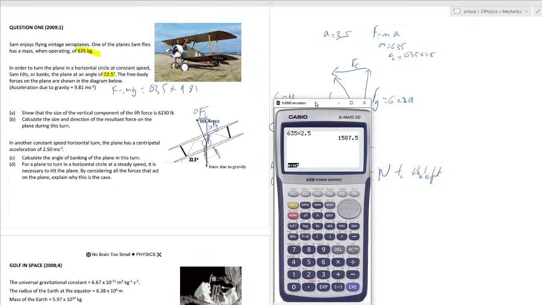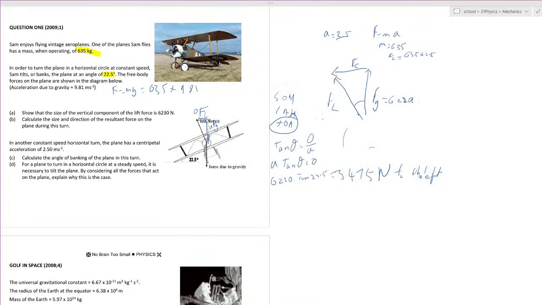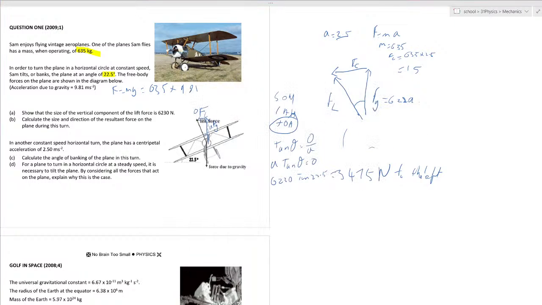1587.5. You can't see my calculator. So Fc equals, my memory is just terrible today. 1587, 1588, 1587.5 newtons.